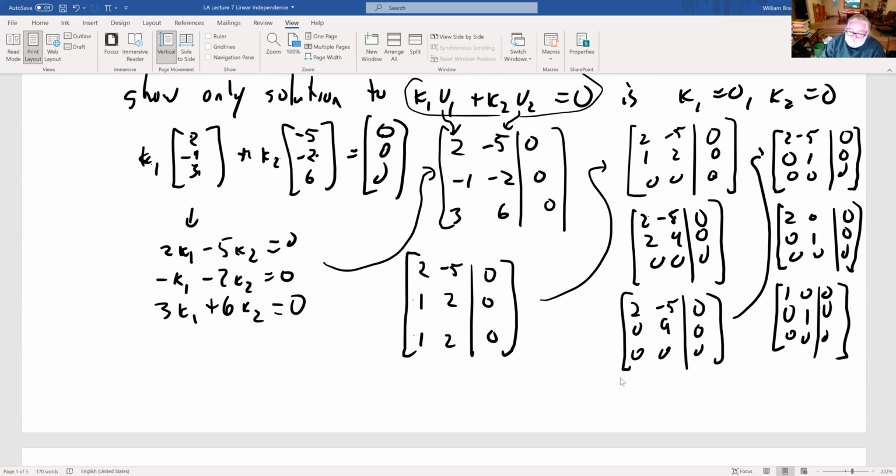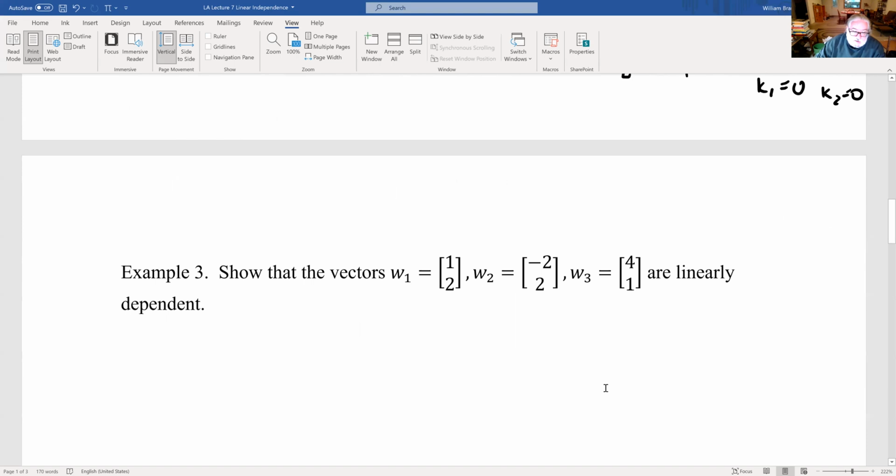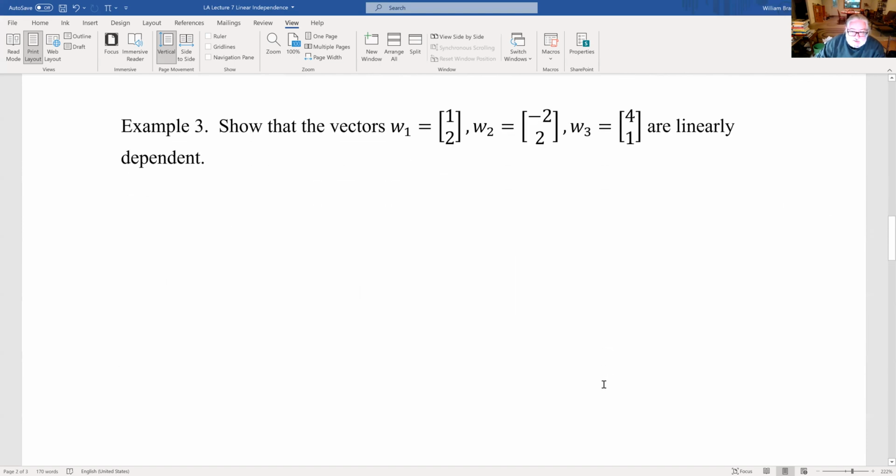And what is the solution? K1 equals 0, K2 equals 0. So these are linearly independent vectors. Show that these are linearly dependent. Well, we've seen enough of this now that we know what the process is.